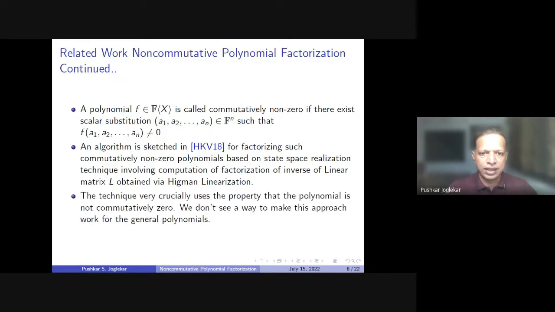Unfortunately, this technique crucially uses the fact that the polynomial is commutatively non-zero, and we don't see any way to make this approach work for the case of general polynomials which are possibly commutatively zero.